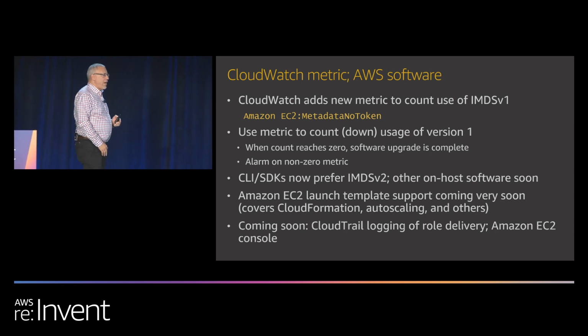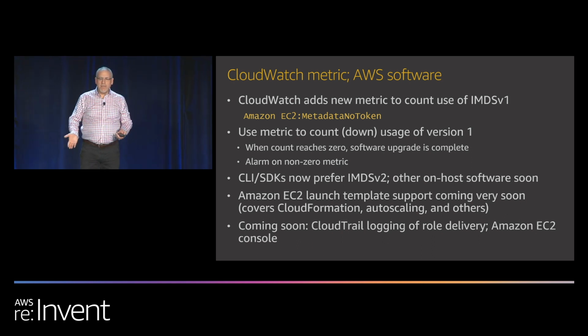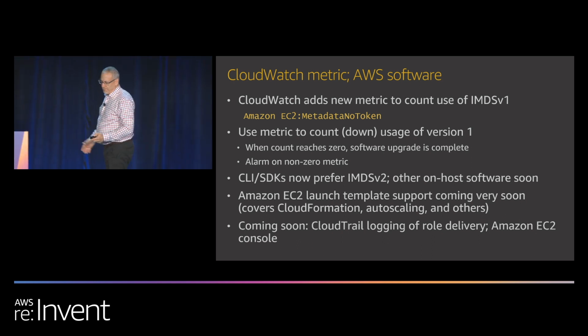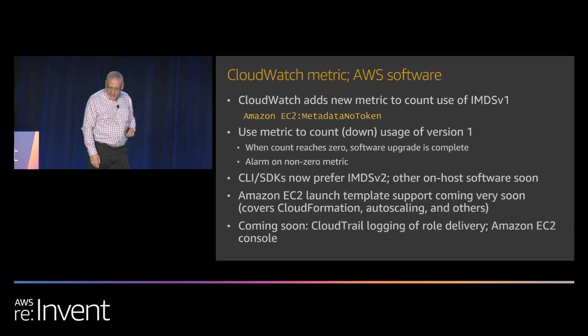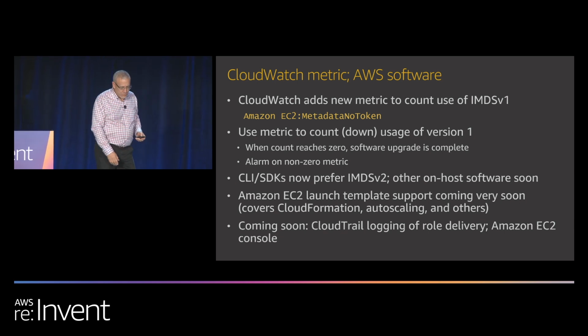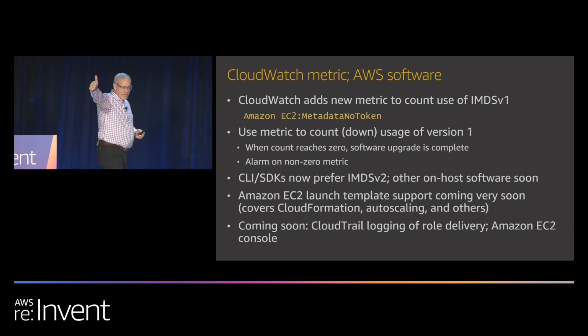Now, in addition to those controls, you also have this really handy CloudWatch metric. For every instance, we now emit a counter of how many times someone's calling version 1. So the name of this metric is metadata no token. I haven't shown you the screenshot yet, so we'll get to that in a second.